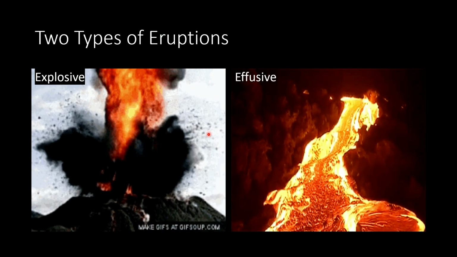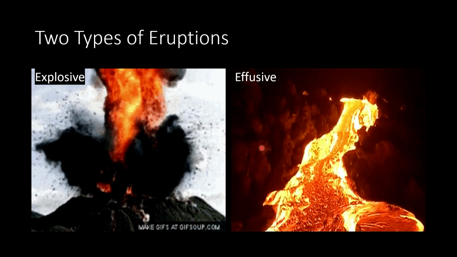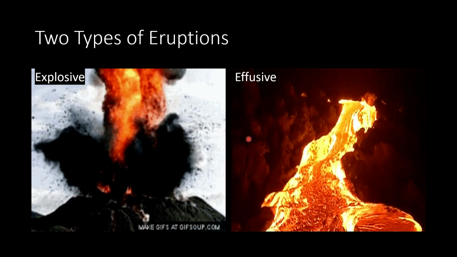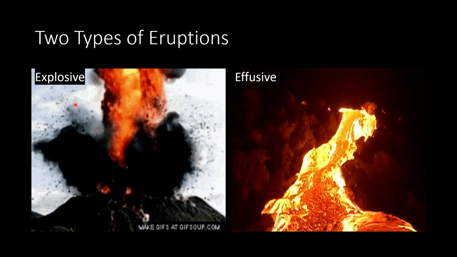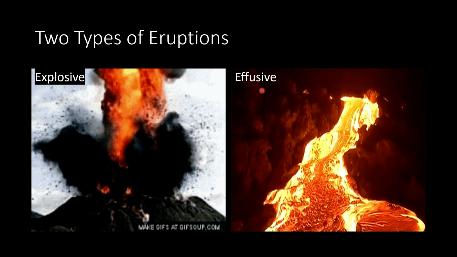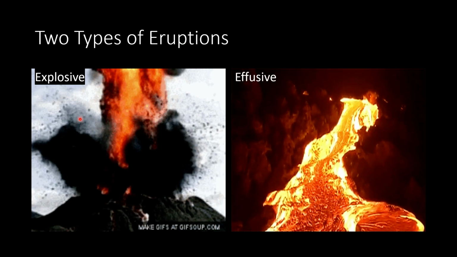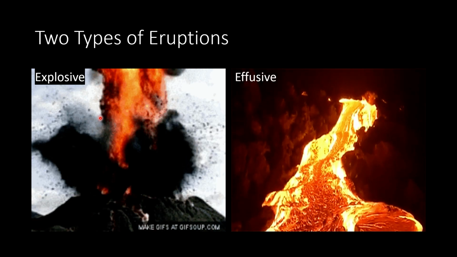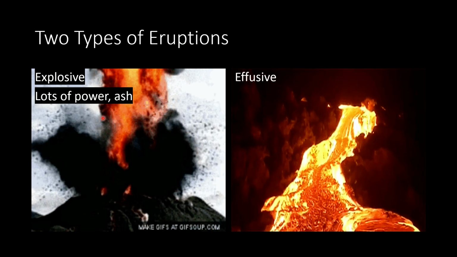Okay, I think I've got my little laser pointer figured out here. So there are two main types of volcanic eruptions. There's explosive eruptions and there's effusive eruptions. So explosive eruptions are the type that, oh, let me click here. There we go. They're very powerful.